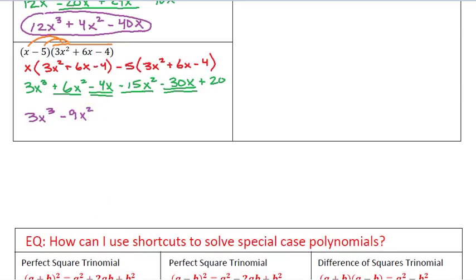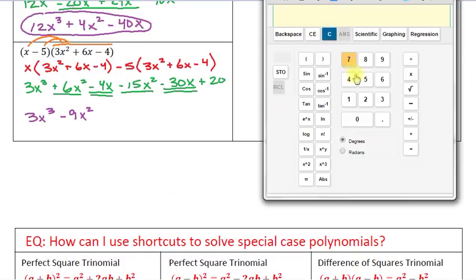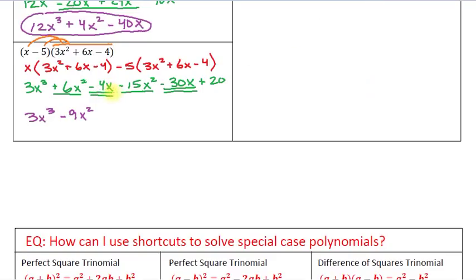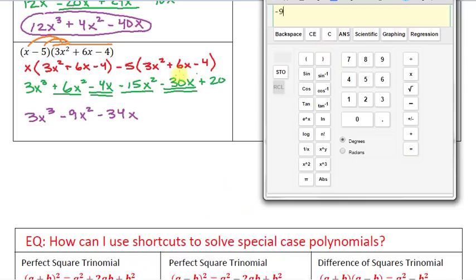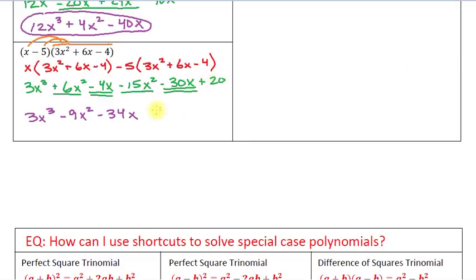If you need to verify that, class, for any reason, don't guess. Use a calculator. We got 6 minus 15 equal to negative 9. So we're good with that. Now we're going to combine the x terms. We got negative 4 minus 30. That is negative 34x. Again, don't guess if you struggle with negative numbers. To put in the original negative 4, you got to use your plus minus key. So negative, let's clear our previous answer. We got negative 4 minus 30 equals negative 34. So that's good. And then our final term, which can't be combined, is our constant, which is 20.